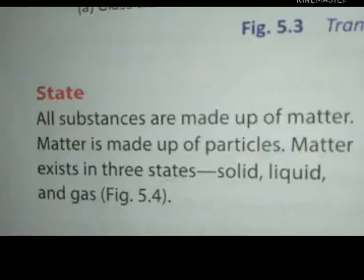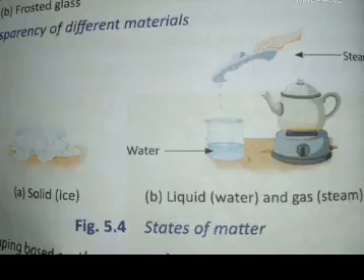Now any matter, for example, can exist in three different states: solid, liquid and gas. Now what does it mean? That means the solid ice, if it is warmed, will change into liquid water, and then if we heat it further, this water will become steam or water vapor.